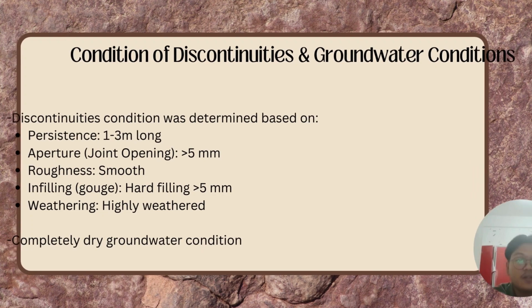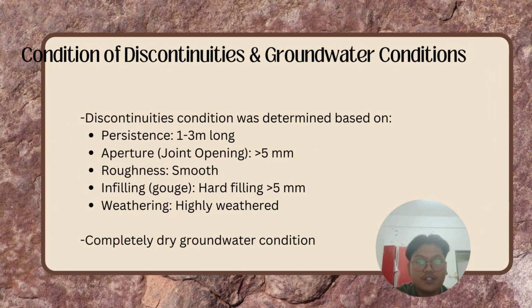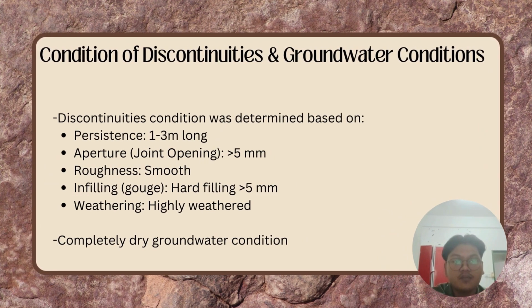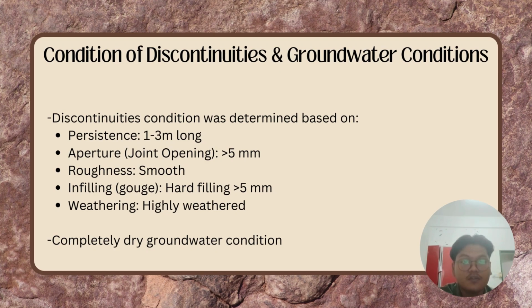Now we are going to the next part, which is condition of discontinuities and groundwater condition. Discontinuities condition was determined based on 6 categories. First is persistence, which is 1 to 3 meters long. The second is aperture, joint opening, which is more than 5 mm. Next is roughness, which is smooth. The fourth is infilling gap, which is hard filling, more than 5 mm. And the last is weathering, which is highly weathered. For the groundwater condition, it is completely dry.